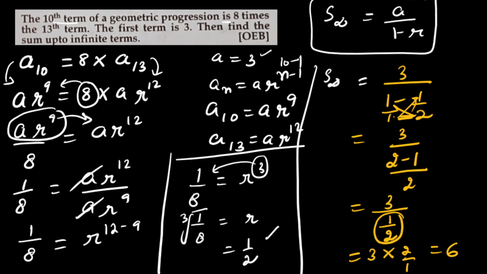Yes, so R is 1 by 2. Yashashwini has given the answer for R's value. The sum's answer was also given by Tarun. It's not minus 6, it is plus 6 only. The sum is plus 6. Even Shreyasi has solved it. So it is positive 6.